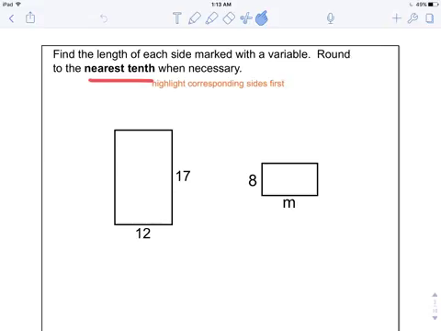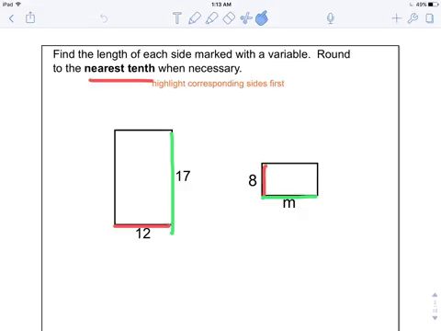What I'm going to have you doing today when you're working is making sure that you're highlighting your corresponding sides first. I see that 12, my short side, matches up with 8, my short side, on that other figure. And then 17, the tall side of my big figure, matches up with M on my smaller figure. That figure is rotated, so we just want to make sure we're paying attention to that when we set up our proportion. The rest of this is just like we've been doing.